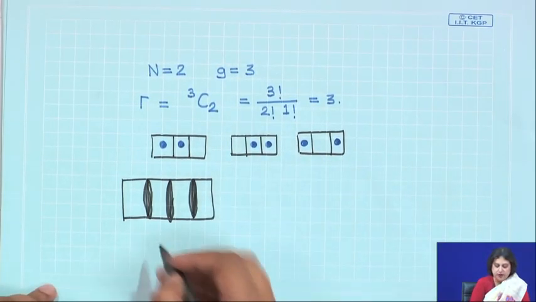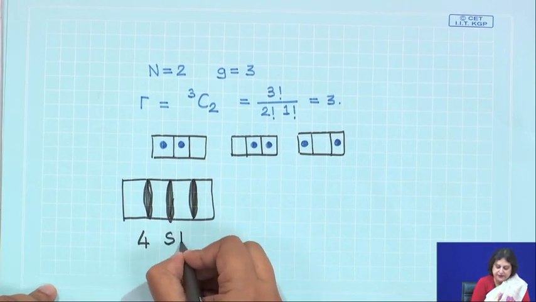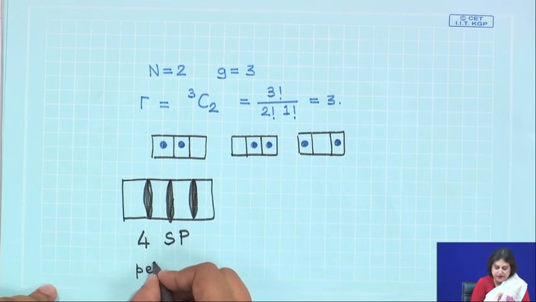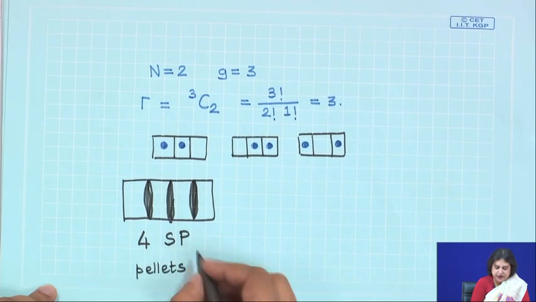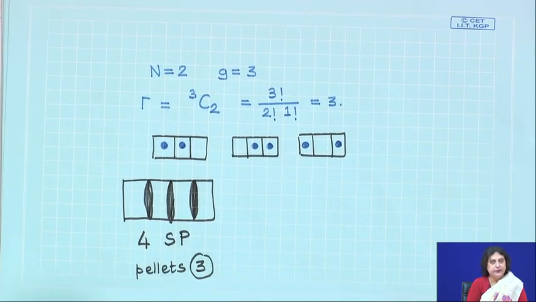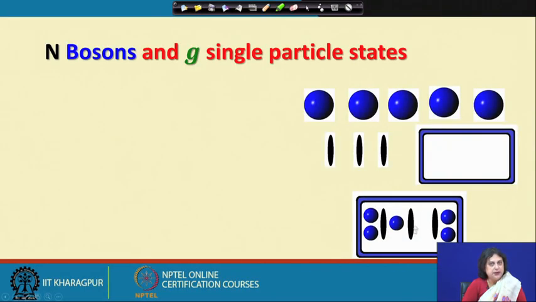So, if I have 4 single particle states, what is the number of pellets that I will have? The number of pellets that I will have is equal to 3. Now, I have put these 5 balls in these different sub-compartments created by the pellets. As you understand, these are bosons, and therefore you do not have any restriction on the number of balls that you can put in any of these compartments.